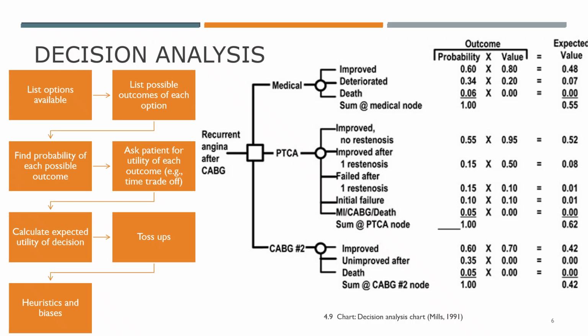Right? So compare options. In the example here, the PTCA has a higher expected utility, 0.62, than repeat bypass, 0.42, or medical therapy, 0.55. Account for heuristics and biases. Even with all the math, real world decisions can still be swayed by shortcuts, fears, or biases. Decision analysis helps counteract that by making the trade offs explicit.